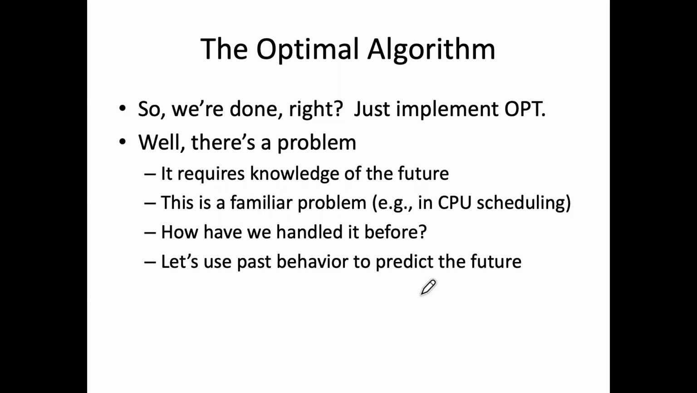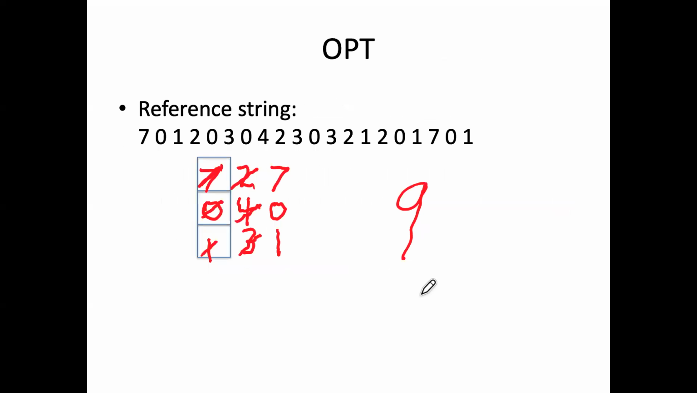It's kind of like the optimal algorithm for CPU scheduling, at least in terms of waiting time. You remember that algorithm said, always pick the process that has the shortest burst length, or for shortest remaining time, the shortest remaining time on its burst. That required knowledge of the future, and so does this. To do opt, whenever I had to pick a victim, I was looking ahead in the reference string to see what's going to be referenced in the future.